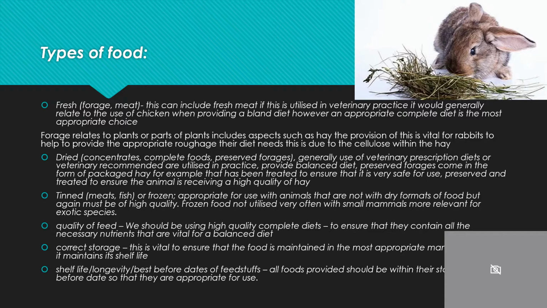Types of food is very key for you to be aware of. We can talk about fresh, foraged or meat, and this can include fresh meat if that is utilised in veterinary practice. Generally, we would relate it to the use of chicken when providing a bland diet. However, an appropriate complete diet is the most appropriate choice.